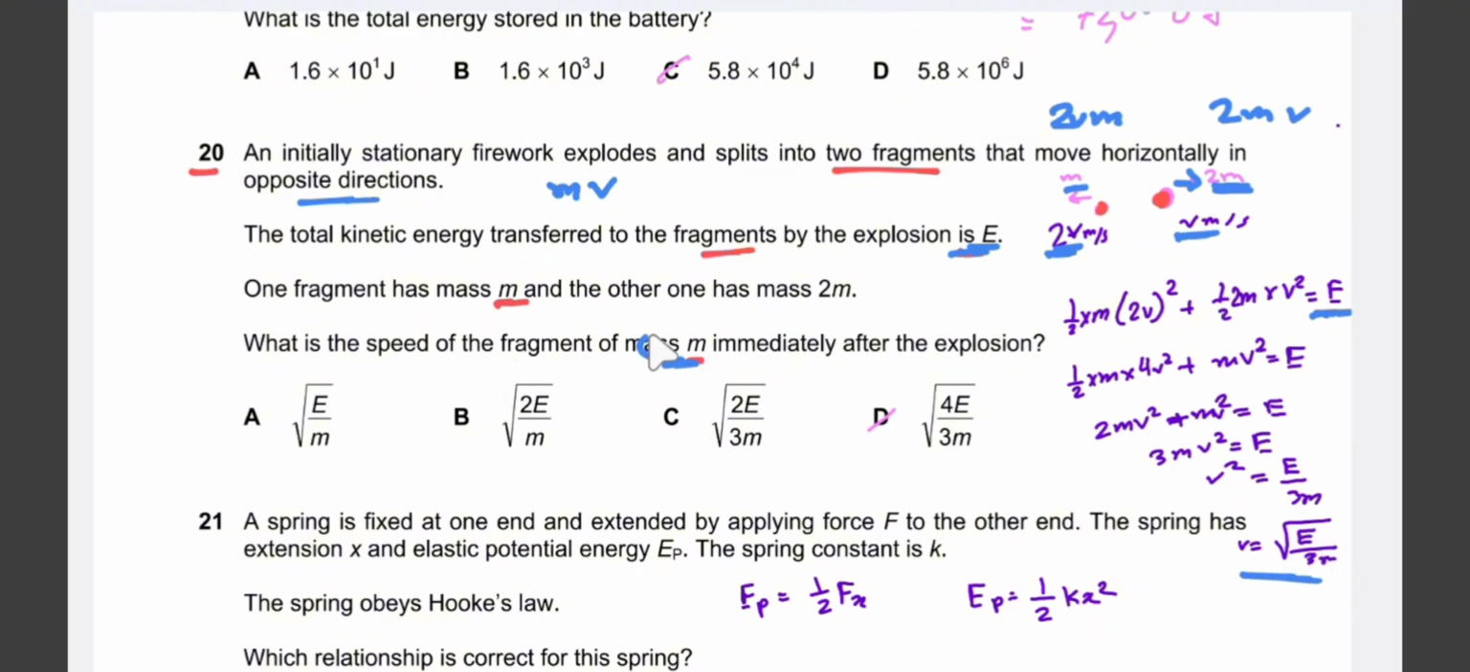But we need to find the speed of the fragment of mass m, which has a speed of 2v. For v we get this value, so for 2v we get 2 root over E by 3m, which is equal to root over 4E by 3m, since root 4 is 2. Therefore the option is D, exactly the same as the given option.